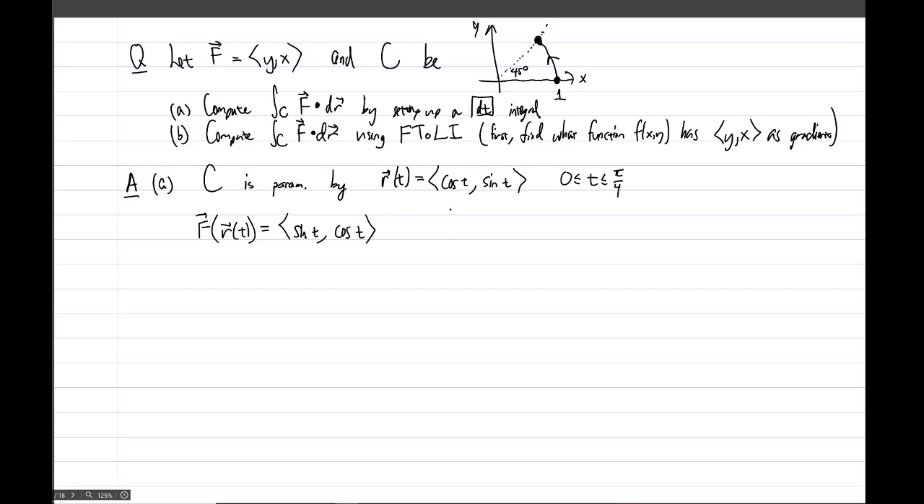And then we also will need r prime of t. So let's go ahead and compute the derivative of each component. We'll have here negative sine of t, and we'll have here cosine of t.